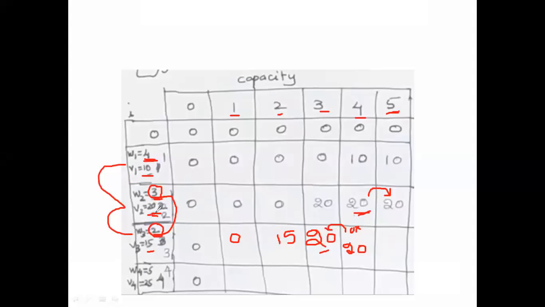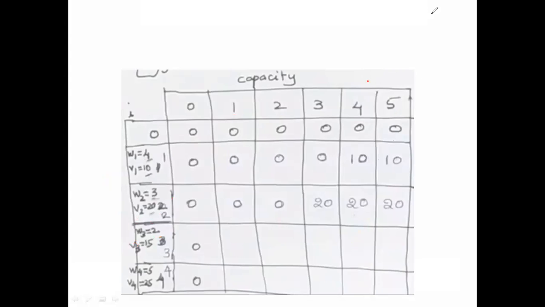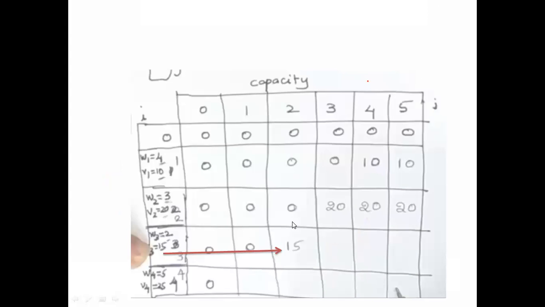So the value of 3 is 20. The value of item 3 is 15. So 20 plus 15, what is that? 35. Okay. So that is the value. Compared to this one, this is the maximum value, greater value. So that is row 3 we have completed. Okay. So the answer is for 15 only.